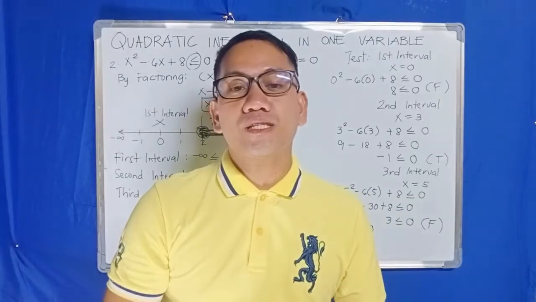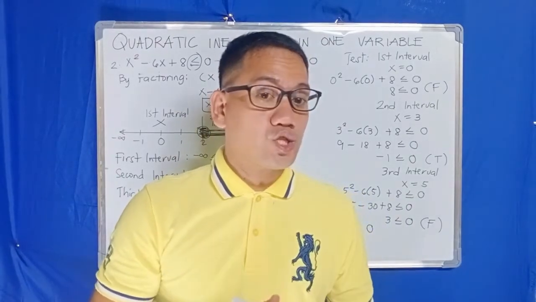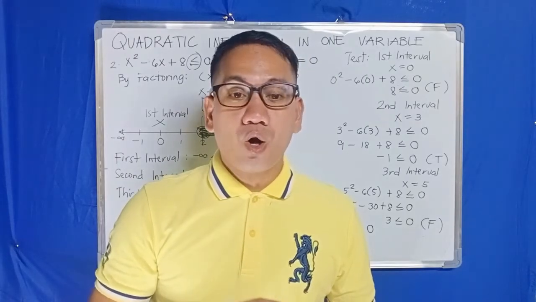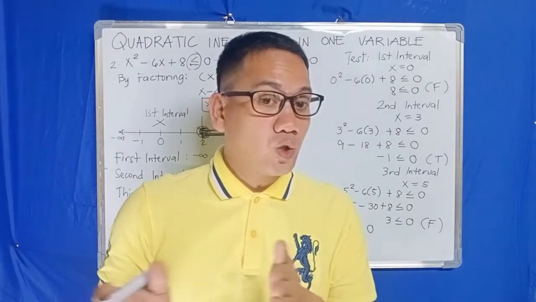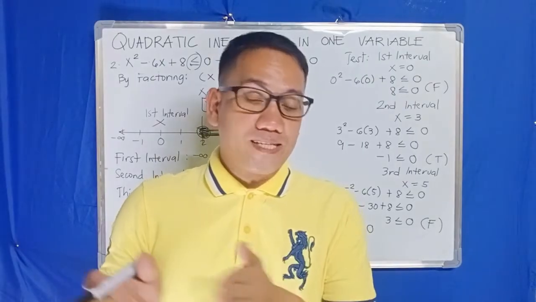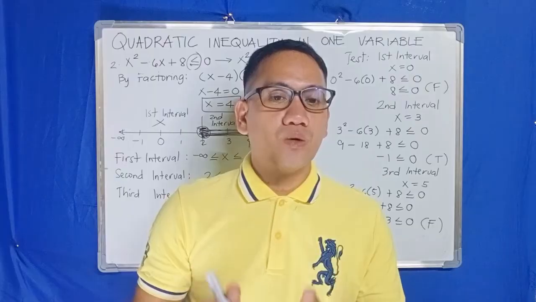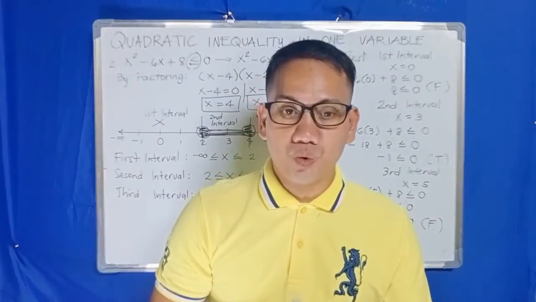Therefore, our solutions can be stated as: the solutions of x squared minus 6x plus 8 less than or equal to 0 are all points present between 2 and 4, and 2 and 4 itself. And we can write it in our compound inequality: x is greater than or equal to 2 but less than or equal to 4.